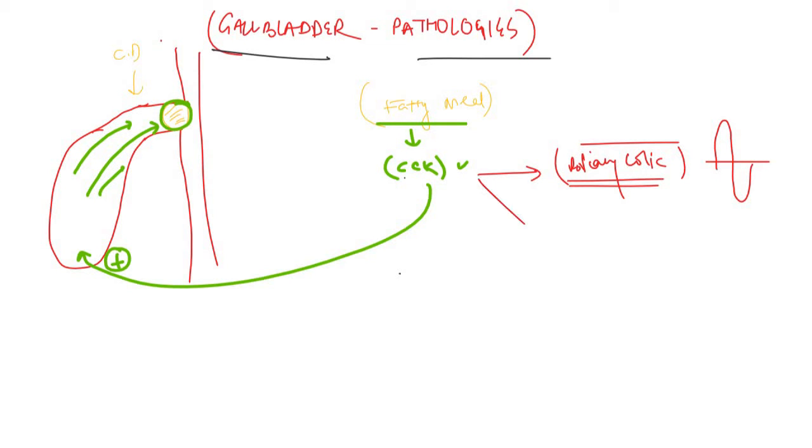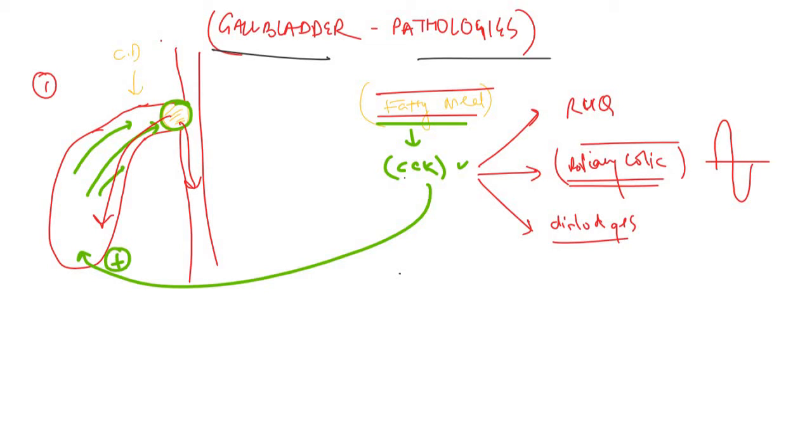Now as the stone dislodges, let's assume that it passes back into the GB or it passes down, the biliary colic will resolve. So the idea is that biliary colic is a waxing and waning pain in the right upper quadrant which occurs especially after a fatty meal, and it is due to the lodgement of the stone in the cystic duct, which obstructs the flow of bile following the stimulation by cholecystokinin.